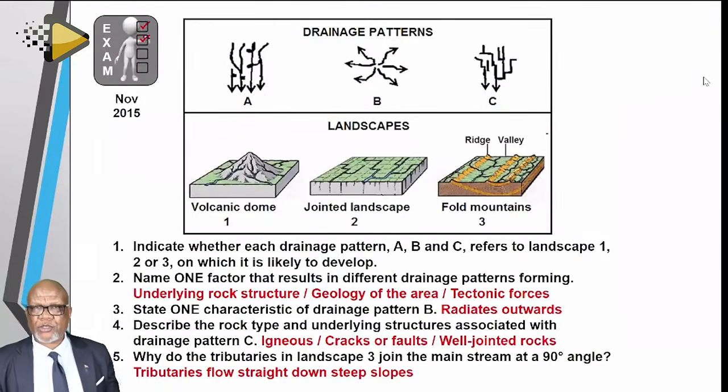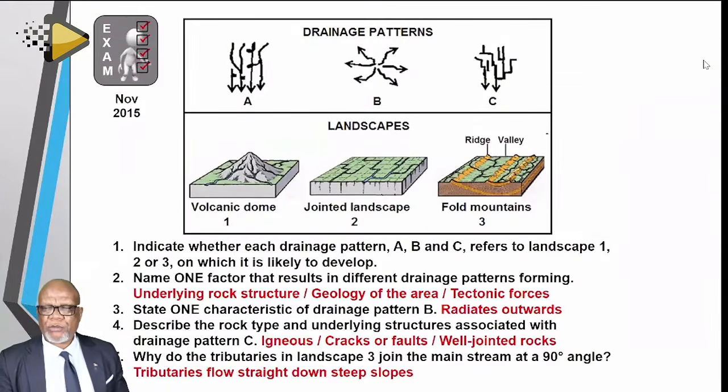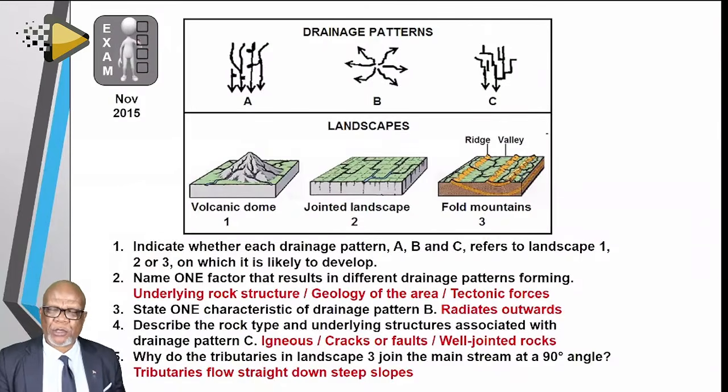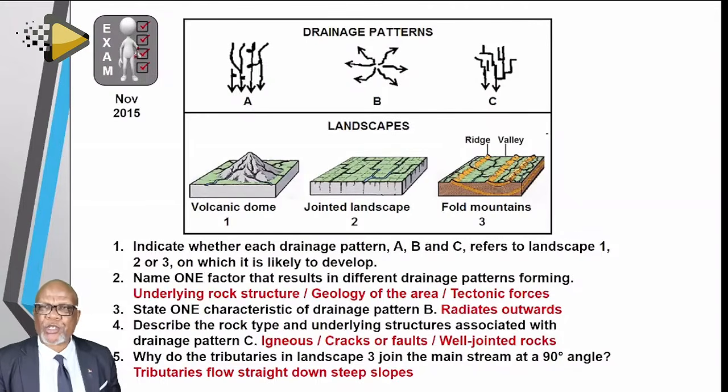Okay. Now, here is a short activity that you can do based on drainage patterns. What do we have there? Indicate whether each drainage pattern A, B, C refers to landscape 1. So you must be able to show which landscape will result in which drainage pattern.